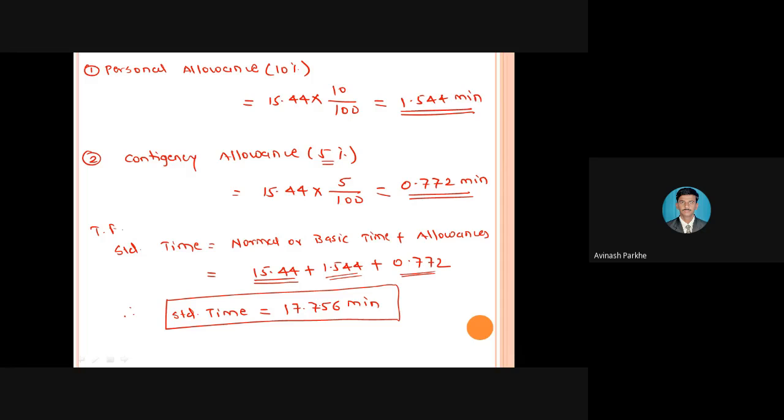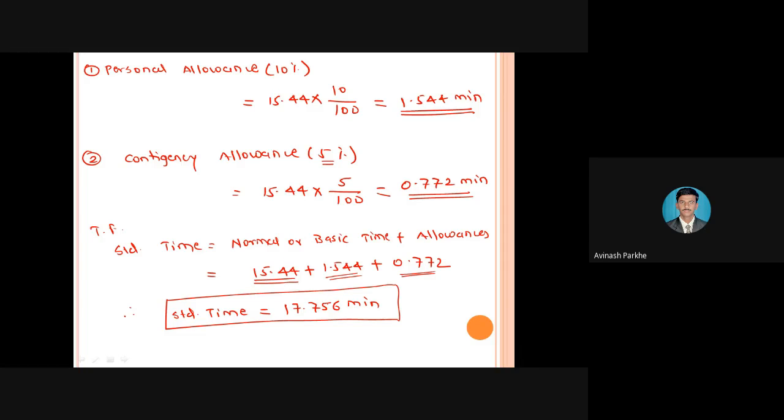That means total standard time to complete that particular task is 17.756. Therefore, whenever operators are working on any type of machine, you have to give different types of allowances because continuous working is not possible on the machine. Therefore, we have to give some personal allowance, contingency allowance, because this is the requirement. If that worker takes rest, then he can work in an effective manner.